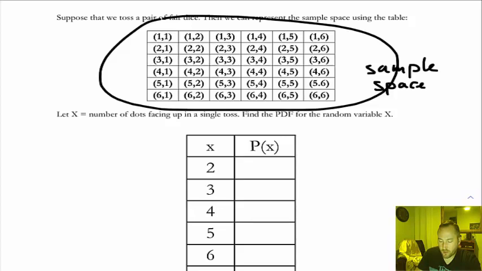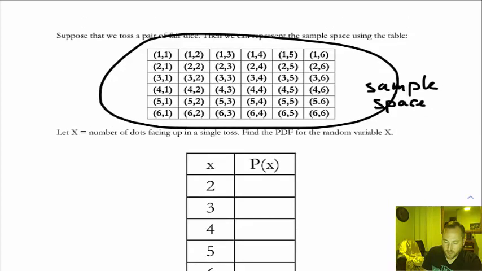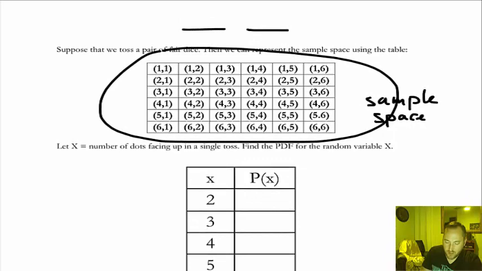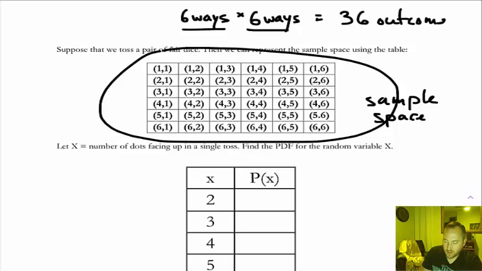So when looking at dice, we have basically two dice here being rolled. So we have 6 ways to roll the first die, and then 6 ways to roll it again. If you multiply that together by the fundamental counting principle, that 6 times 6 will give us 36 outcomes. And here all 36 outcomes are displayed for our convenience.